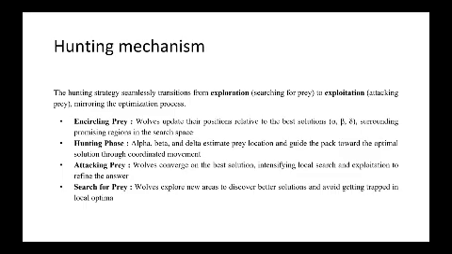Their hunting mechanism is derived from this social structure, wherein they first encircle the prey and update the position relative to the best position solutions, that is Alpha, Beta, and Delta, which surround the prey. Hunting phase: Alpha, Beta, and Delta estimate prey location, guide the pack towards the optimal solution, and through coordinated movement, attack the prey. Wolves converge on the best solution, intensifying local search and exploitation to refine the answer. Also, wolves explore new areas to discover better solutions and avoid getting trapped in local optima.